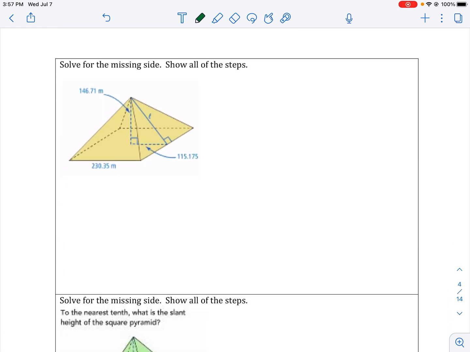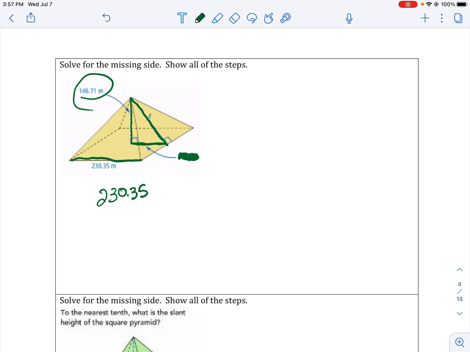Here we go. So let's pretend this number is not here. So we want to find the slant height. This side right here is called the slant height of a pyramid. You know the height of the pyramid because you're given right here. But we want to know this right there. We don't know this side. We know this side is 230.35.